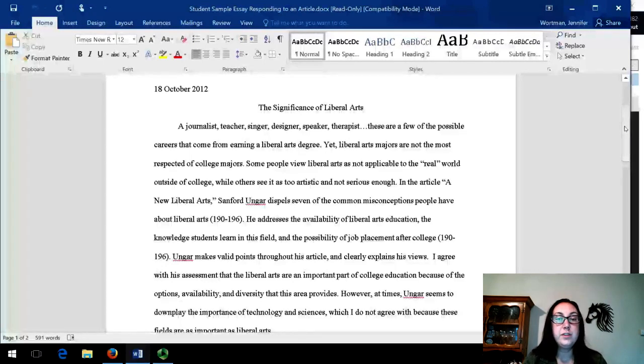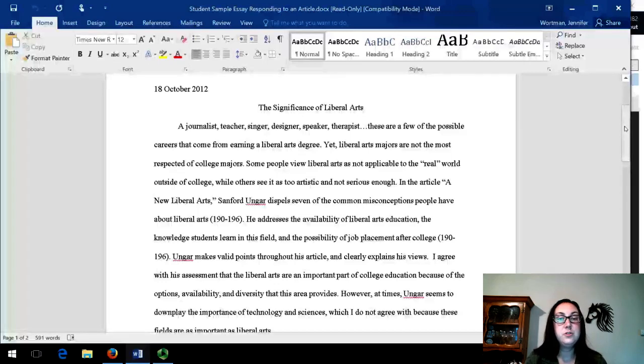Then after they've introduced what some people say, they move to what a specific article says. This is a really good example of how much summary is appropriate to include in your introduction paragraph from the article. And it does a nice job of integrating the article into the paragraph so that it flows and makes sense.